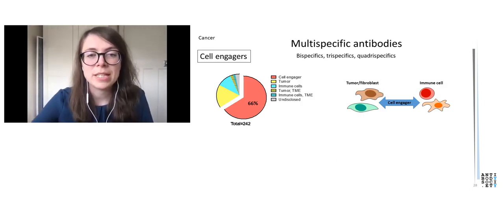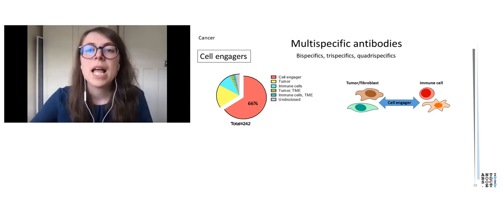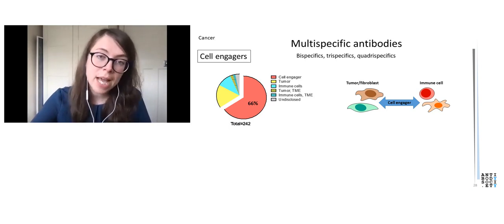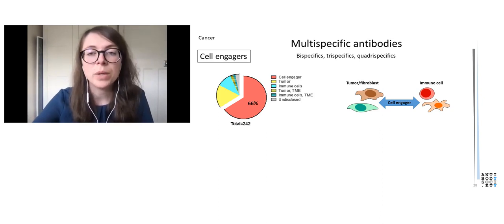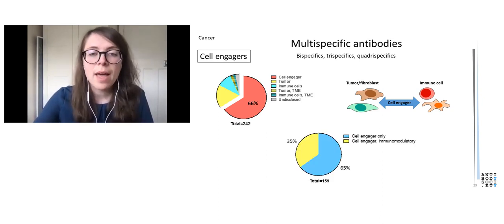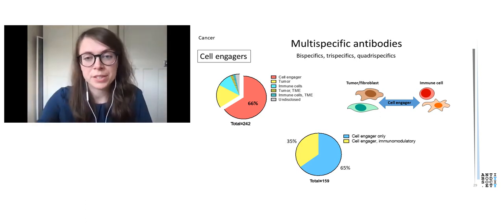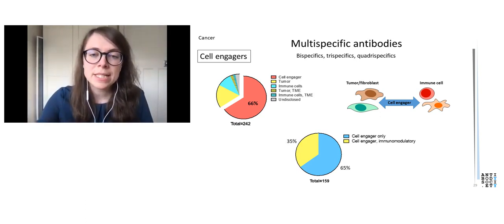Cell engagers. These account for 66% of the multispecific groups. And as you know for sure, cell engagers are molecules which are able to engage on one side with tumor cells or fibroblasts, and on the other side with immune cells. We have stratified this group further into cell engagers only and cell engagers which also have immunomodulatory properties, which account for a third of the multispecific groups.